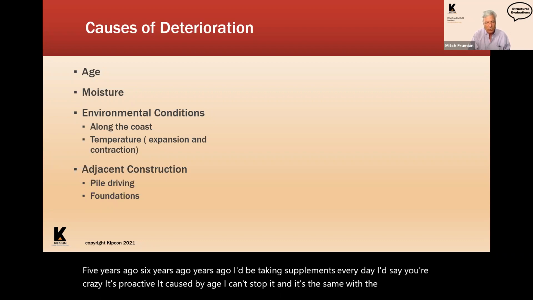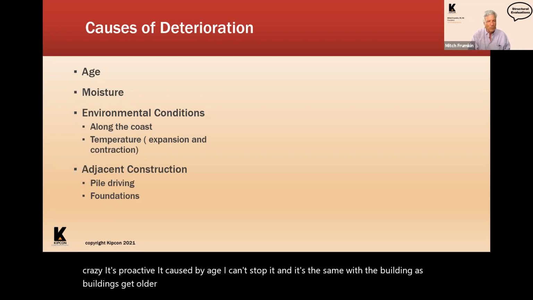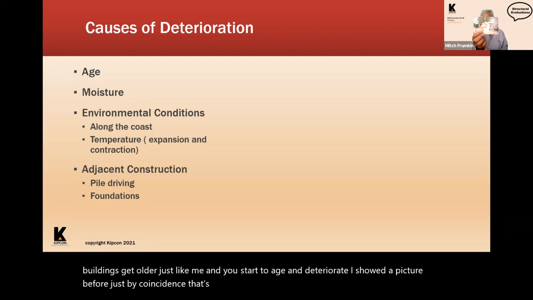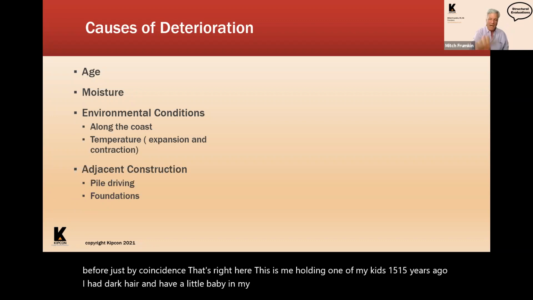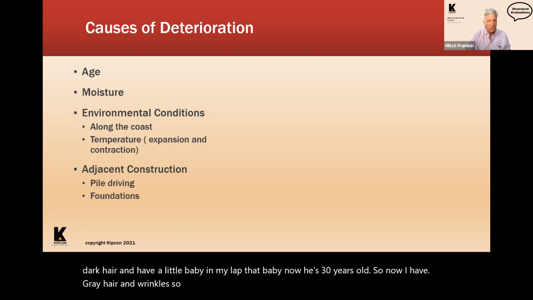As buildings get older, just like me, you start to age and deteriorate. I showed a picture before, just by coincidence, it's right here. This is me holding one of my kids 15 years ago. I had dark hair and I have a little baby in my lap. That baby now is 30 years old. So now I have gray hair and wrinkles. So as you age, you deteriorate. Buildings are like people. Moisture is another cause of deterioration, which I'll get into in a little bit of detail.